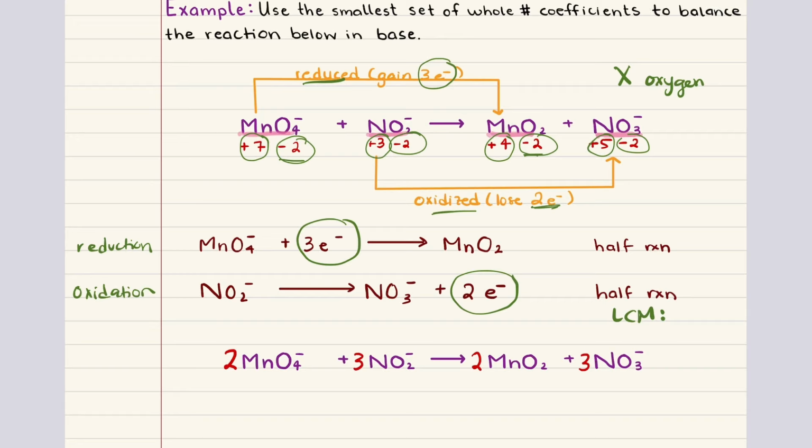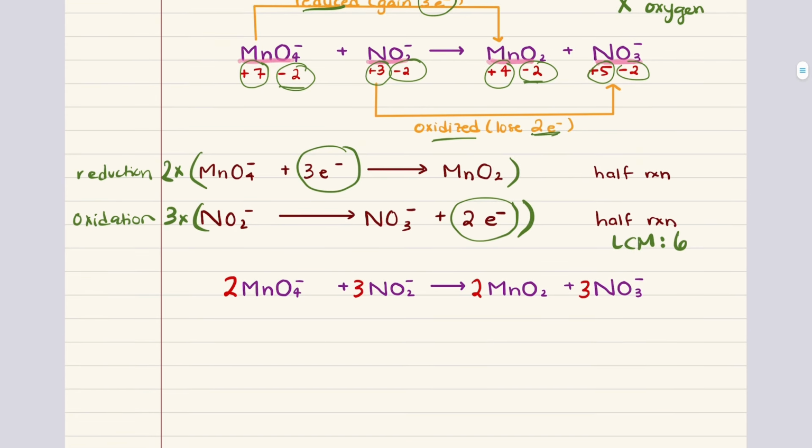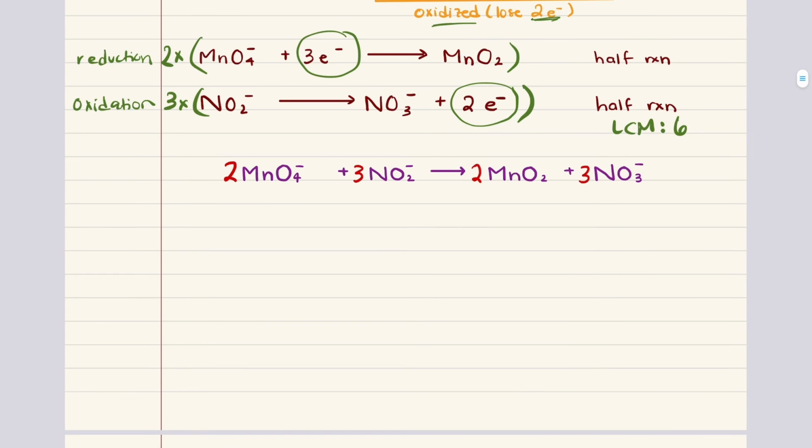To make the number of electrons equal, we use the least common multiple of 3 and 2, which is 6. That means we multiply the reduction step by 2, and we multiply the oxidation step by 3. And translating that back into the molecular equation gives us 2 permanganate ions and 3 nitrite ions, forming 2 manganese dioxide and 3 nitrate ions. So the electron flow and the atoms for manganese and nitrogen, those are all balanced.